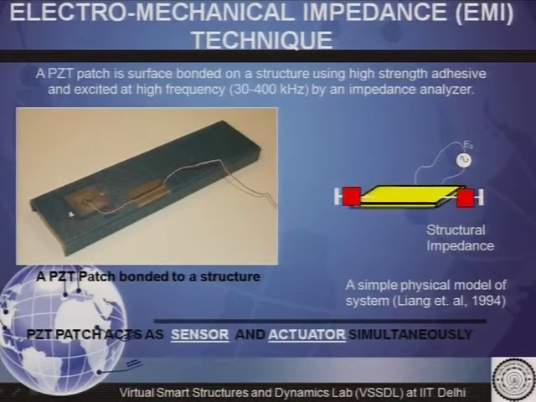In this second stage of the EMI technique, this same PZT patch will start acting as a sensor. Now, it will start sensing the response of this structure, and it will acquire the data using the LCR meter in the form of admittance, the real part being conductance and the susceptance being the imaginary part. So, in the EMI technique, the PZT patch acts as a sensor and an actuator simultaneously.